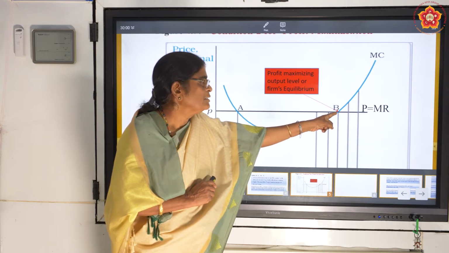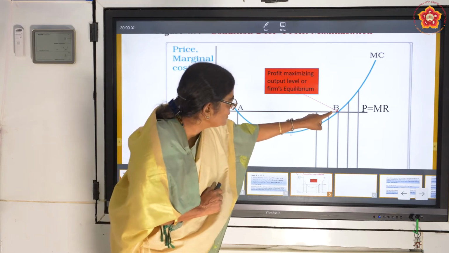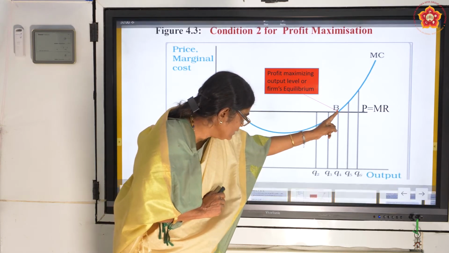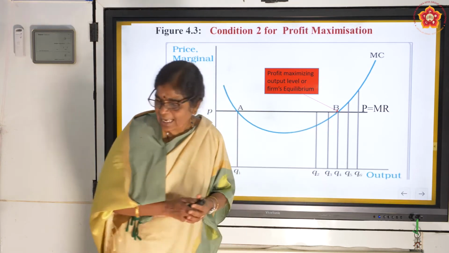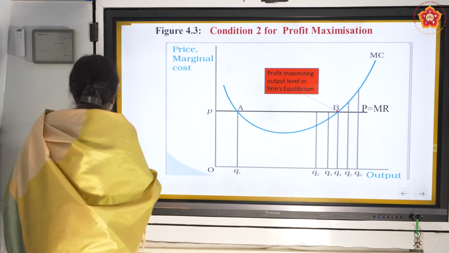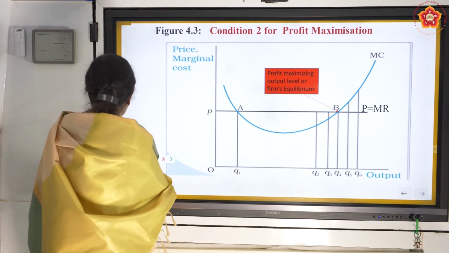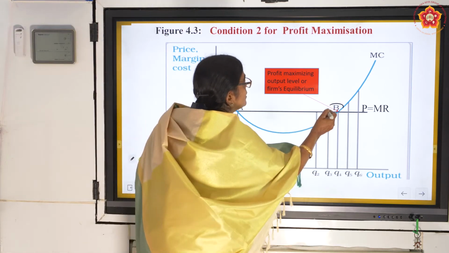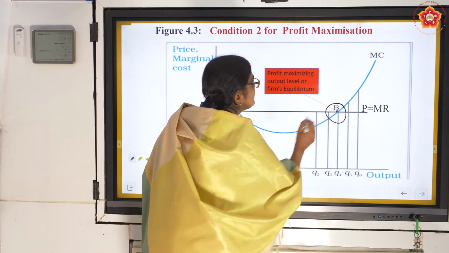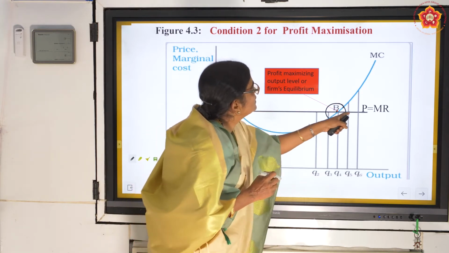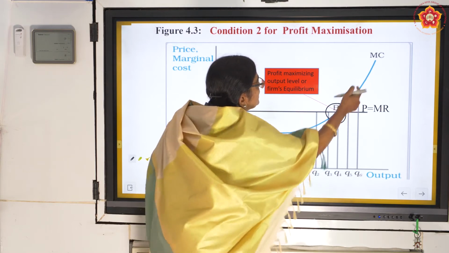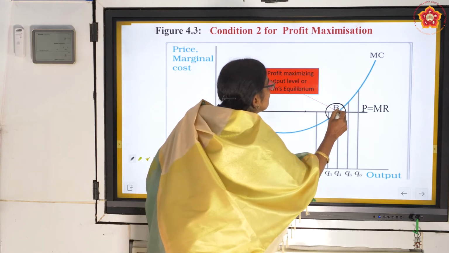P is equal to MC. Why? Price line and MC line are intersecting at this point. And also, at this point, the price line is intersecting what is MR. Therefore, the MC curve and the price line are intersecting here.